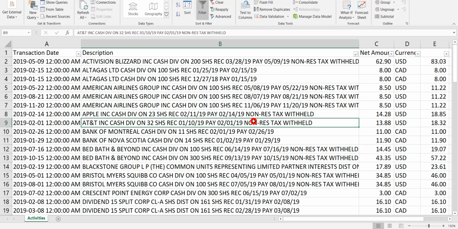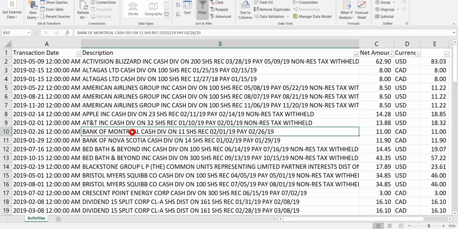Now, if you notice here, it says non-resident tax withheld. Because as Canadians, we don't get the full dividend payout if it's a US stock. I think about 15% is withheld, but you can claim part of it or all of it back when you do your income tax return as foreign taxes paid.